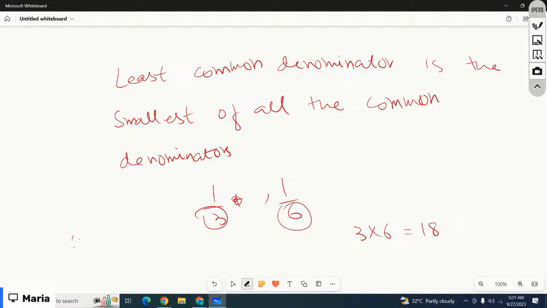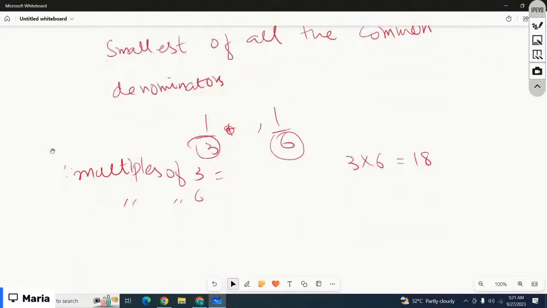Let's write down the multiples of 3 and then the multiples of 6. Multiples are the tables. 3 times 1 is 3, 3 times 2 is 6, 3 times 3 is 9, 3 times 4 is 12. These are the multiples of 3. The multiples of 6 are 6 times 1, 6 times 2 is 12, 6 times 3 is 18. So the smallest number that is common is 6. So their least common denominator is 6.